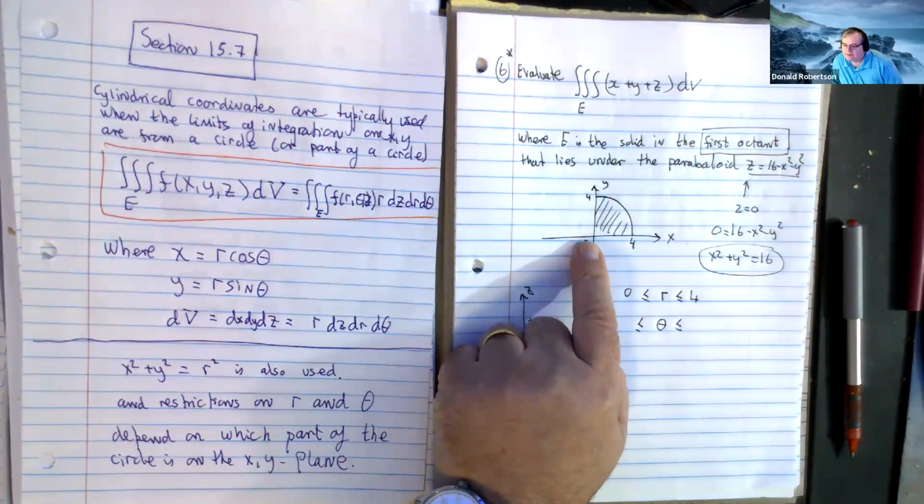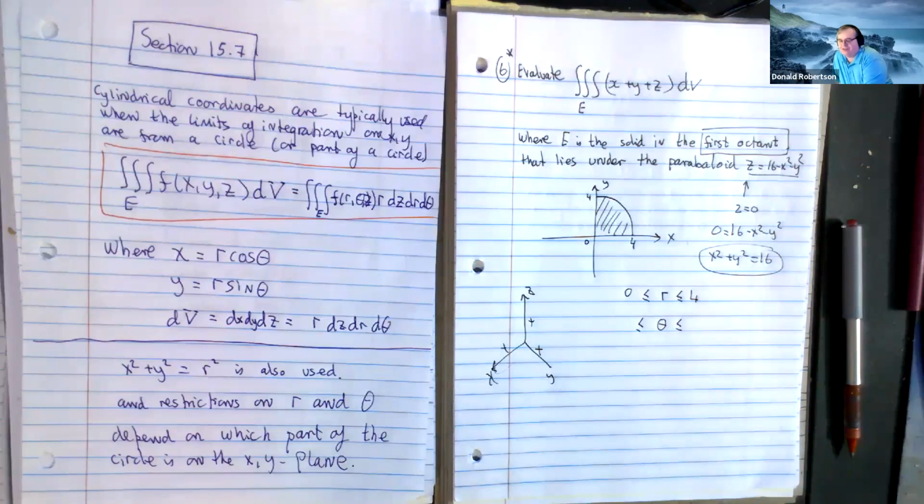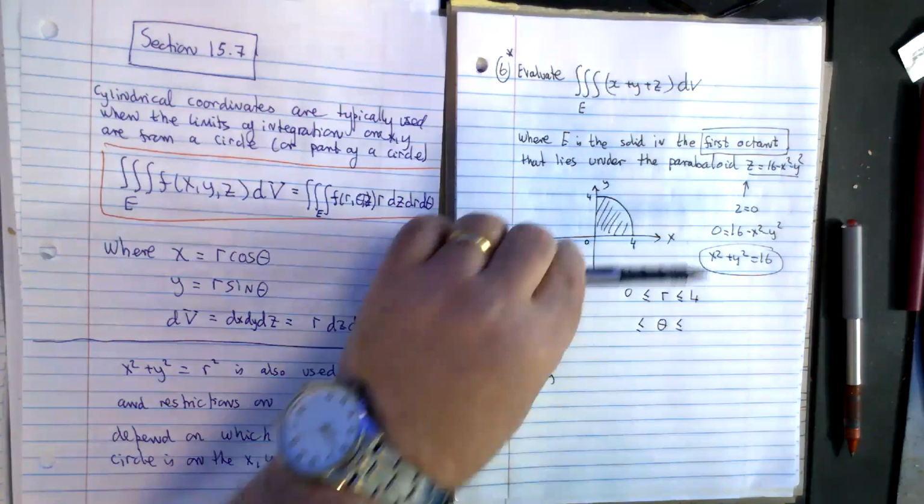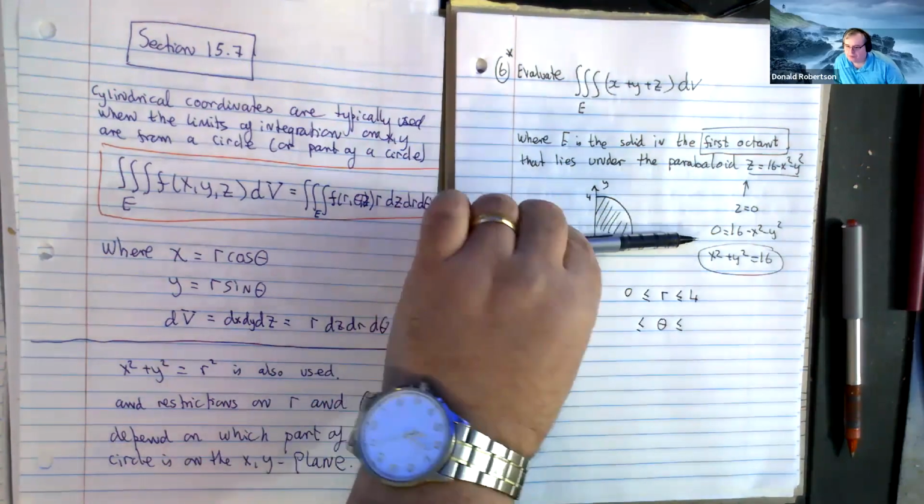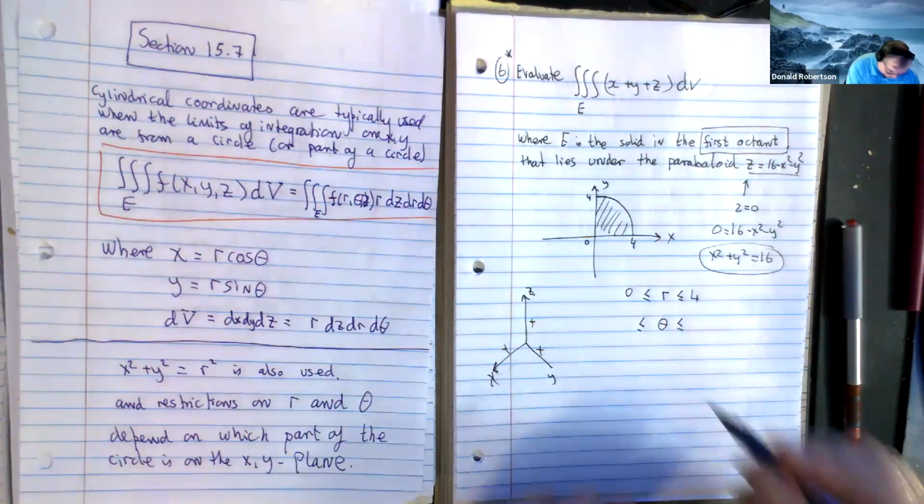Agreed? Now, what is theta going to be? From where to where? It's very similar to what you do in polar. Think polar. 0 to pi over 2. Agreed? 0 to pi over 2.